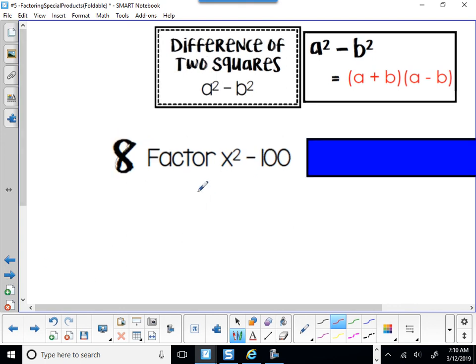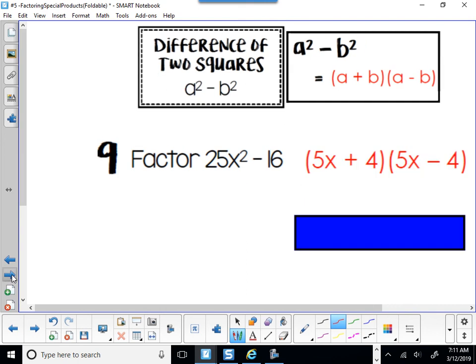The square root of x squared is x. The square root of 100 is 10. So it's x minus 10 and x plus 10 because there's no middle term. Next, 25x squared, the square root is 5x. The square root of 16 is 4. So 5x minus 4, 5x plus 4 are the factors.